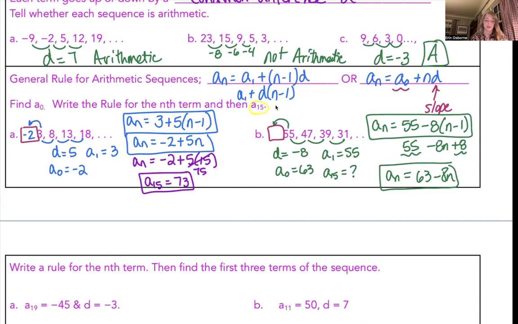And then last, I don't want to forget, the value of a sub 15 means I just need to plug a 15 in here. When I take it times 8, that's 120. And 63 minus 120 on a calculator, if you want to check it, is negative 57.